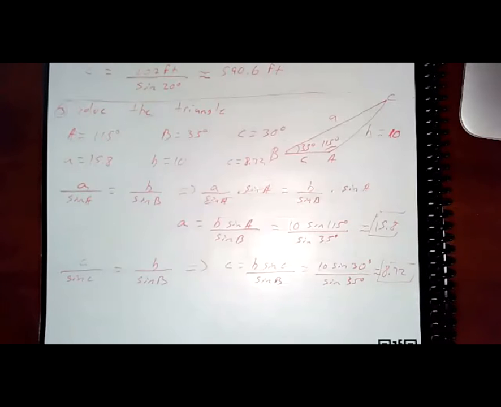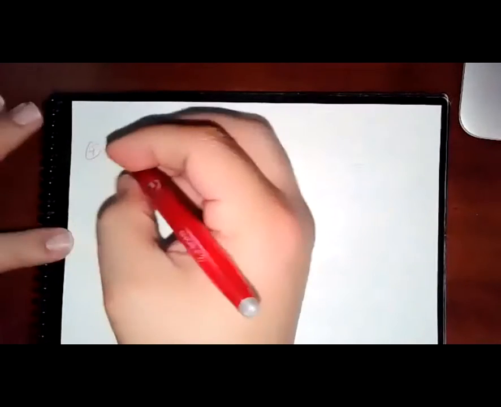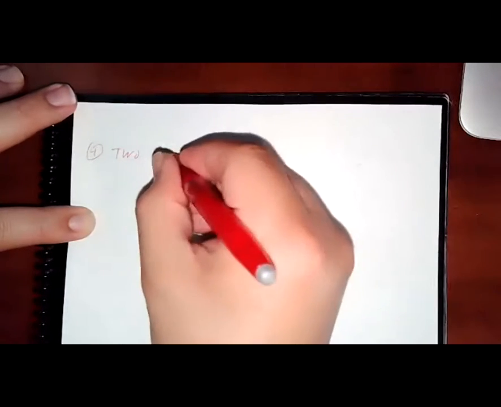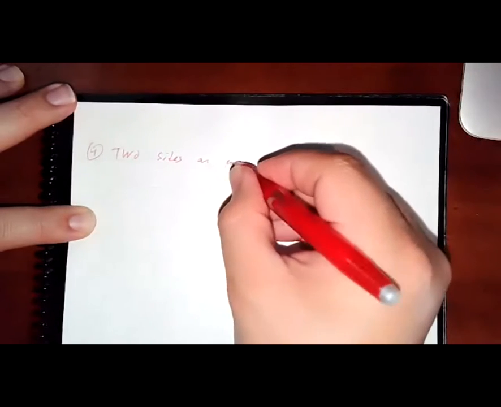Let's go to the next one then. So that was 3. Let's look at number 4 and see why there is no triangle. So it says 2 sides and an angle are given.